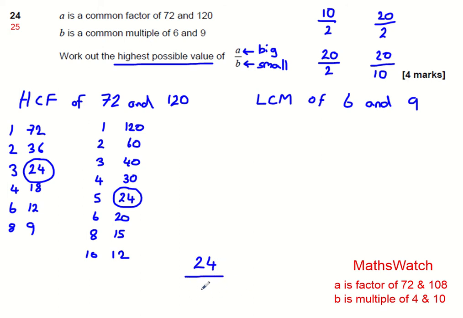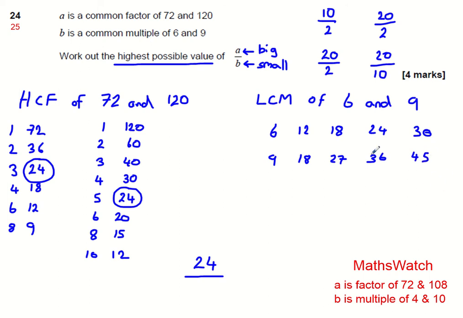Now we need to find the value of B, and that's going to be the lowest common multiple of 6 and 9. So the multiples are the numbers in the times table. So the 6 times table is 6, 12, 18, 24, 30 and so on. Multiples of 9 is 9, 18, 27, 36, 45 and so on.